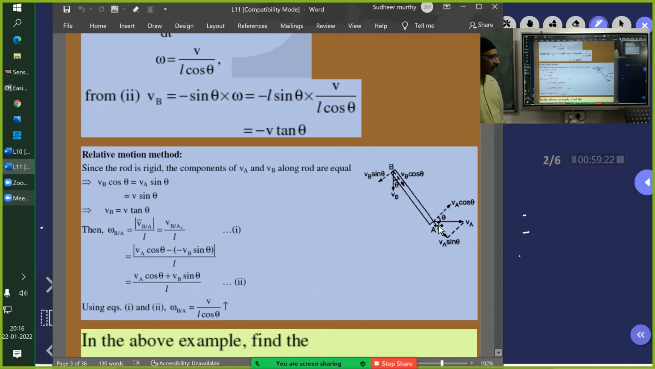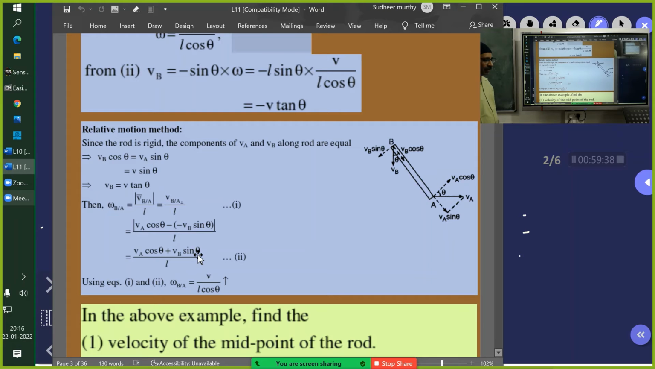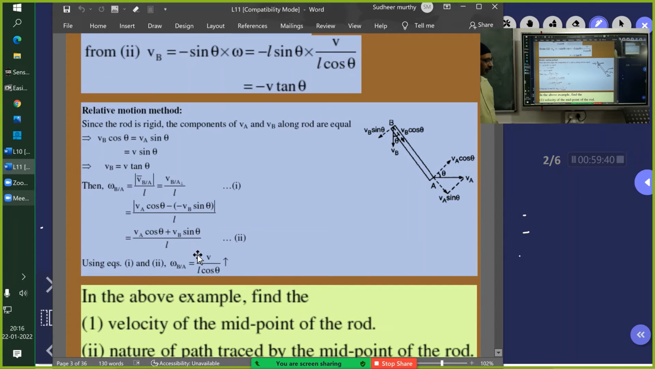The relative velocity of point A with respect to B. That means point A will rotate with respect to B, or point B will rotate with respect to point A. So those aspects are brought up here, a different perspective.